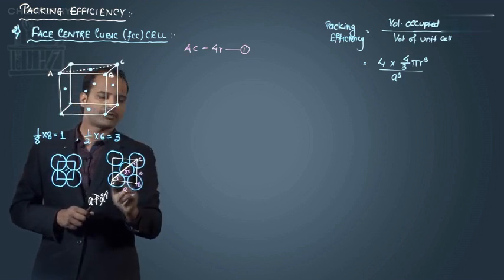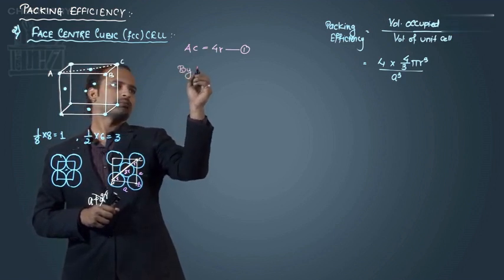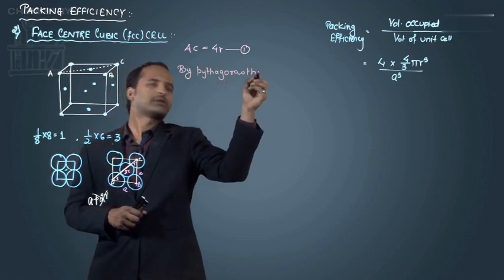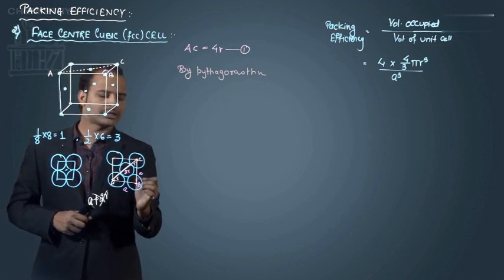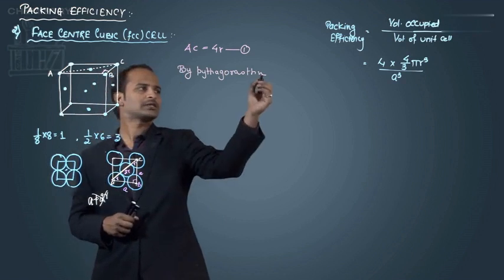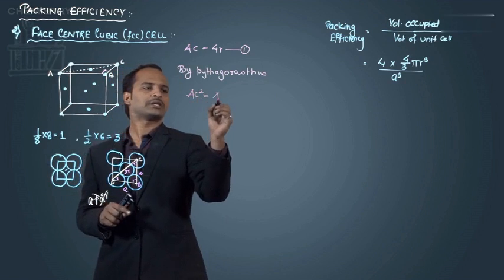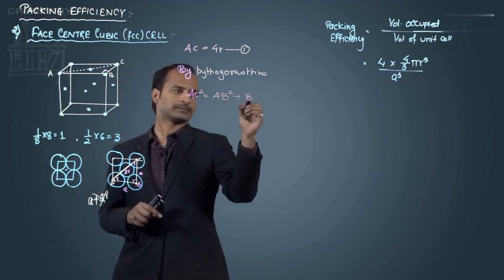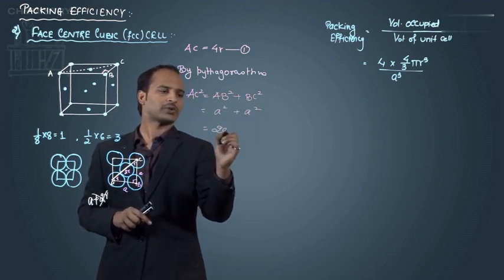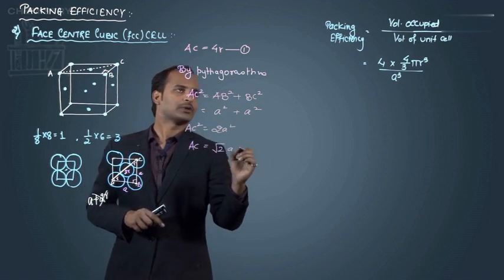If you want the AC formula, I will use the Pythagoras theorem, because this angle is 90 degrees. It is 90 degrees because it is an angle of a cube, and all the angles of a cube are 90 degrees. So by Pythagoras theorem, AC square, that is the hypotenuse, is equal to AB square plus BC square. AB and BC are both A, so A square plus A square is 2A square. This is AC square, so AC is equal to root 2 A. This is equation number 2.